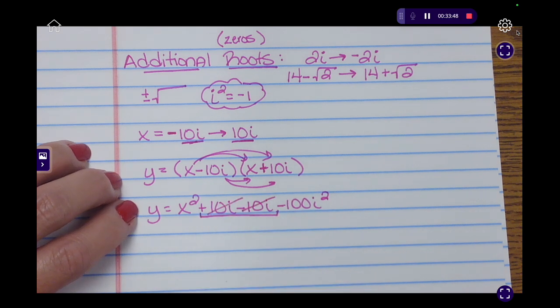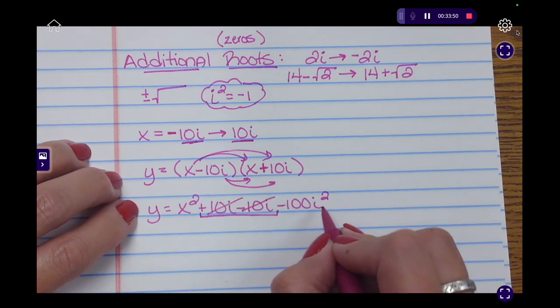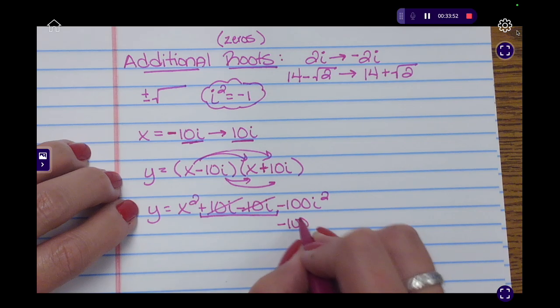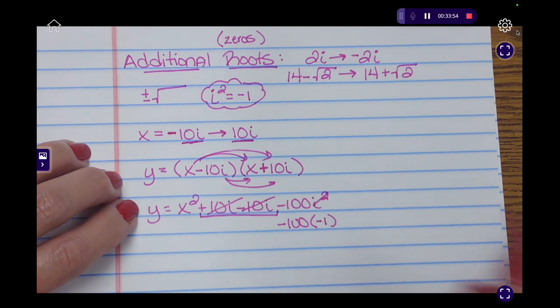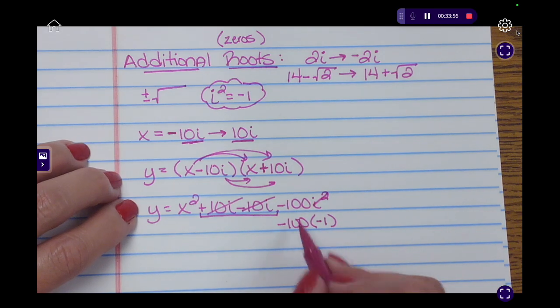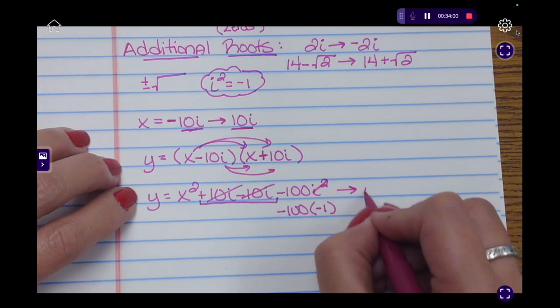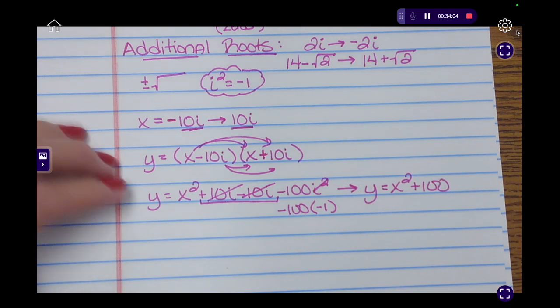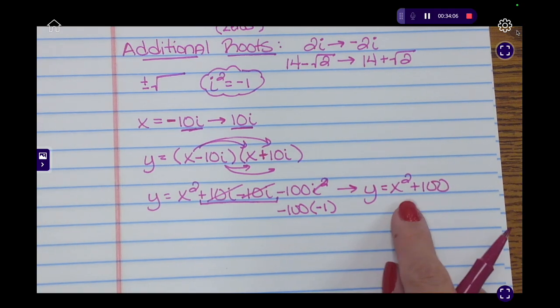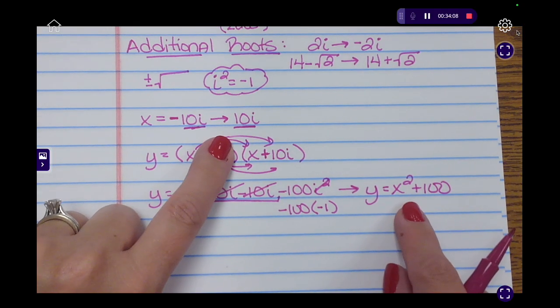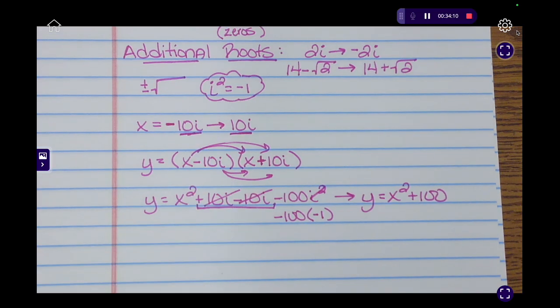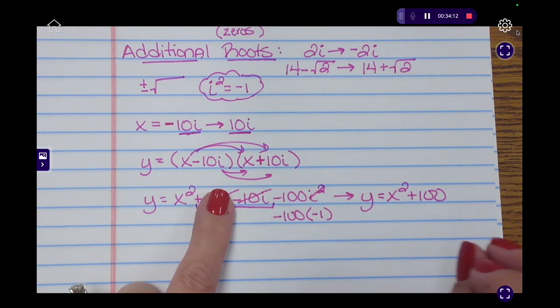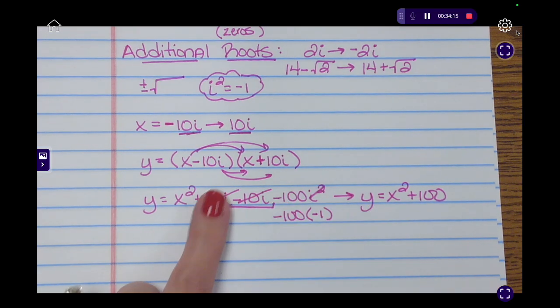Those are going to cancel out. This is where I talked about if I have i squared, that's a negative 1. So when I simplify this, negative 100 times a negative 1, my equation would be x squared plus 100. So that is the equation that would have those solutions. Okay, so again, if I give you one root, you can find the other one, and then you can use it to write your equation.